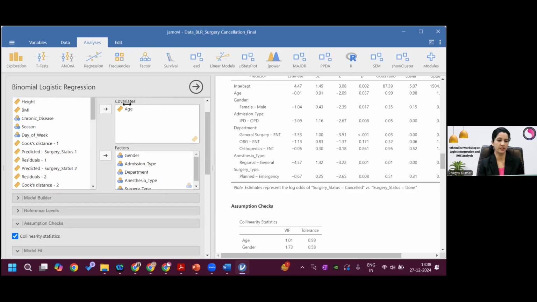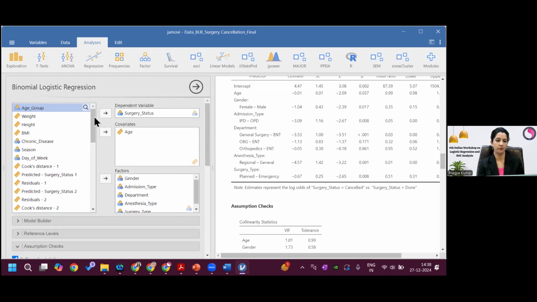You can see here you have to move the dependent variable. Here in this table you have to move the covariate or the continuous variable, which is seen by this scale, and this is the factor which is the categorical variable. Then you have to come to the model builder.